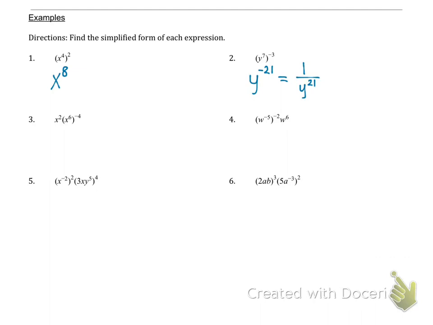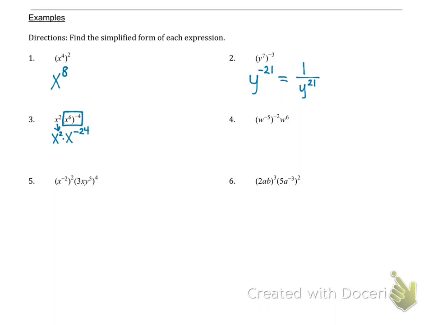Number 3, in order to do this one, first I'm going to raise the power to the power, which I just outlined in that blue box, and then we will combine the two bases which have that x variable. So first I'm going to do 6 times a negative 4, which is a negative 24. So I have x to the negative 24th power, and I'm going to include this x squared right here. So I have x squared times x to the negative 24th power.